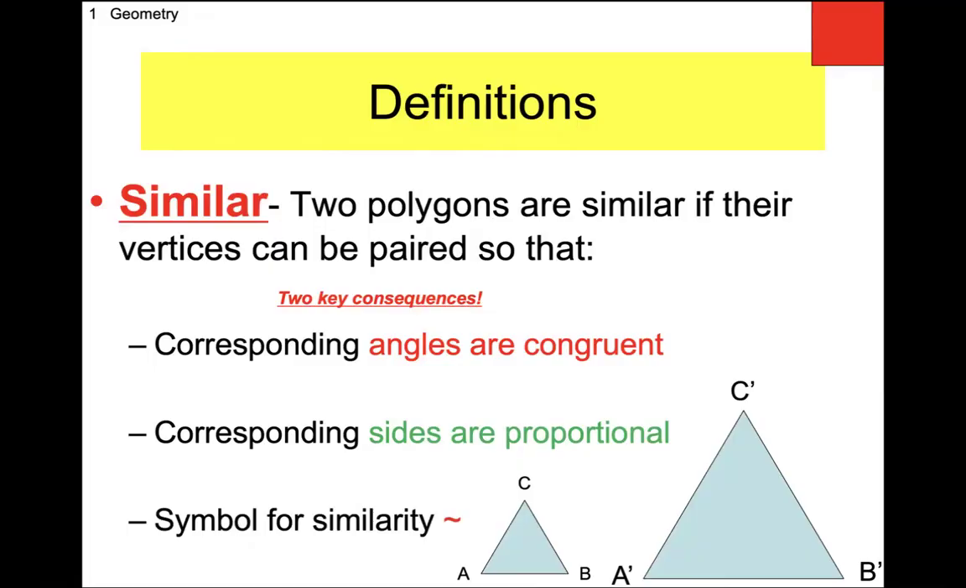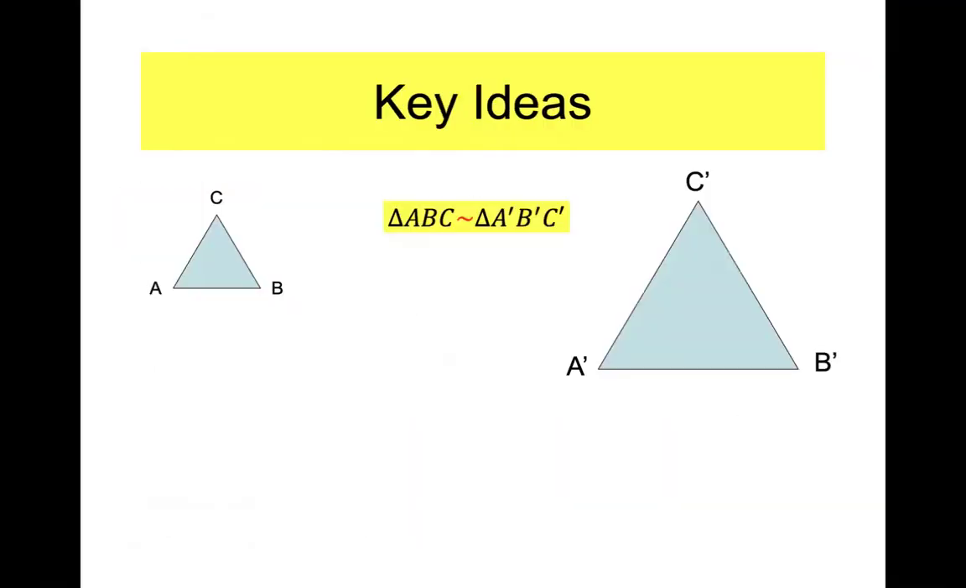All right, so let's explore that. Oh, and lastly, we have a symbol for similar. We can't use the congruency symbol, so we don't use equal, we don't use congruency, we just use the tilde right there, this red thing right here. So if I want to say those two triangles are similar, not congruent, then I would say that statement right there. So triangle ABC is similar to triangle A prime, B prime, C prime.